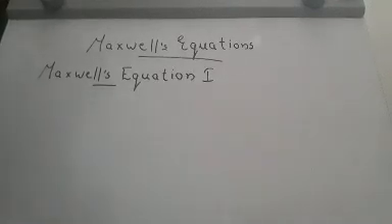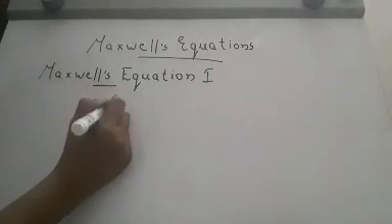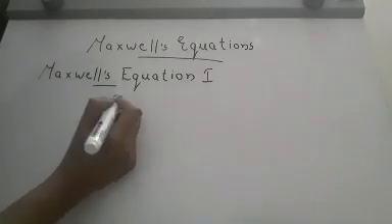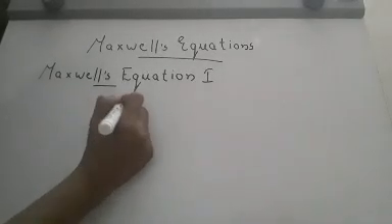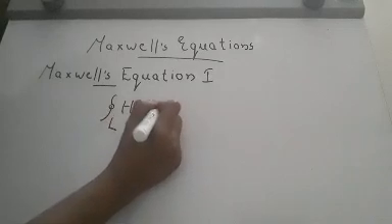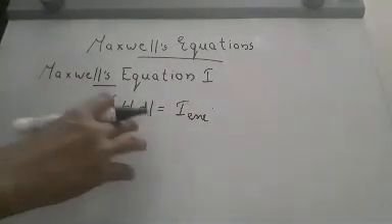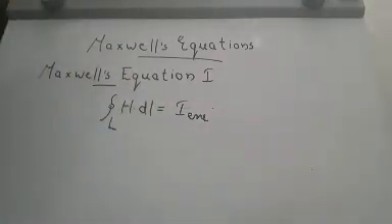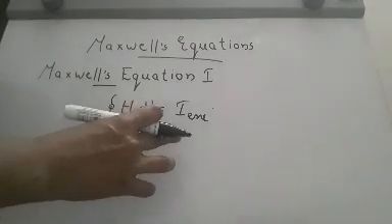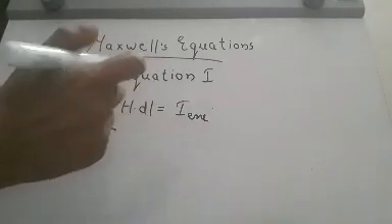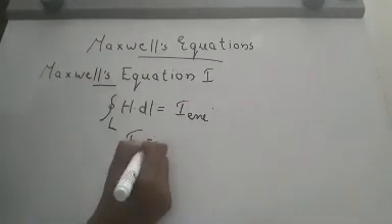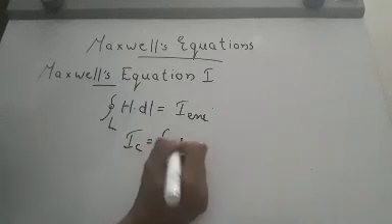We know that Ampere's circuital law is based on the magnetic field intensity vector. The closed line integral of H dot dl is equal to I enclosed. This is the case when we are considering only the conduction current. But for time varying fields, there will be conduction current plus displacement current, where the conduction current Ic is the surface integral of J dot dS.